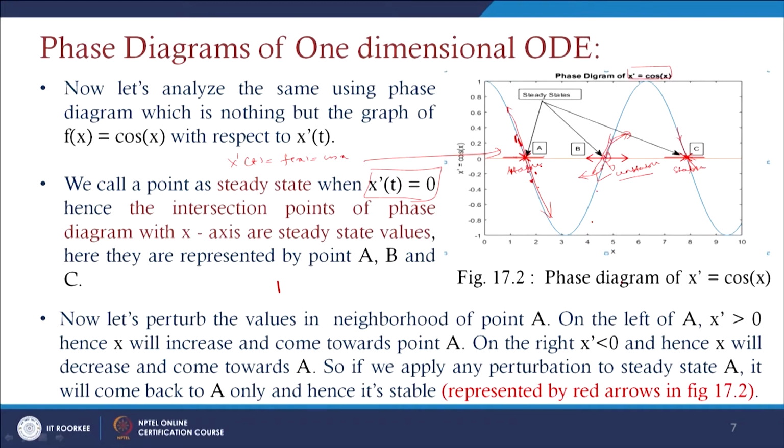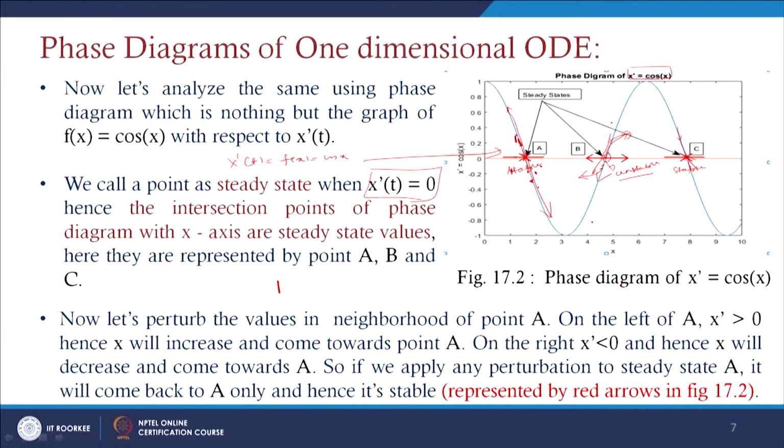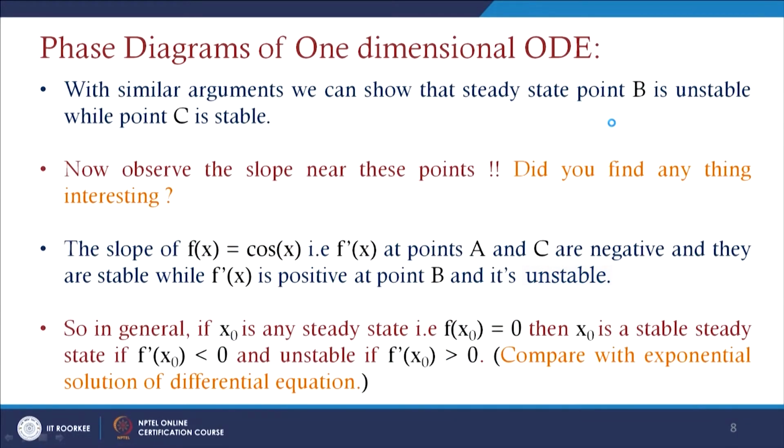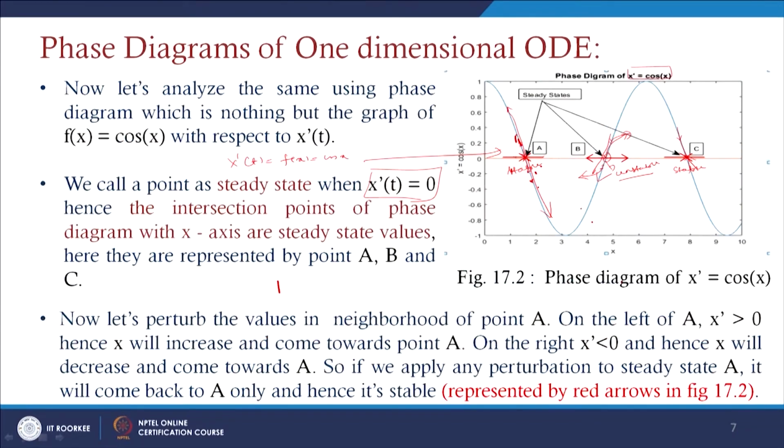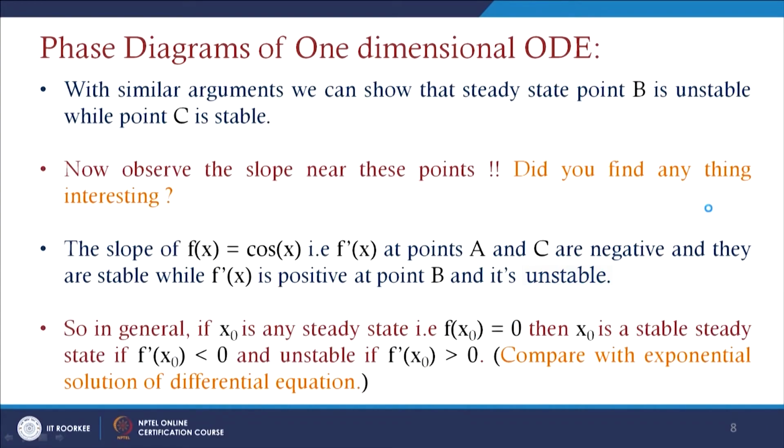Since you know that whenever we put slopes like y equals x, it represents a positive slope. So, if you see here, the slope of f of x equals cos x, that is f dash x, at points A and C is negative. But at the point B, you can find that it represents a positive slope.